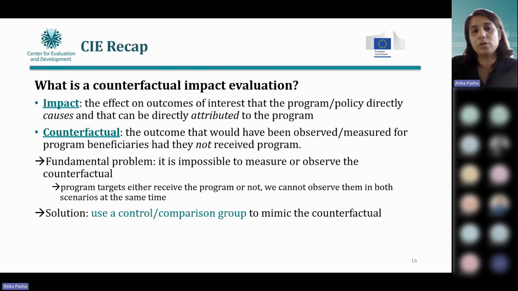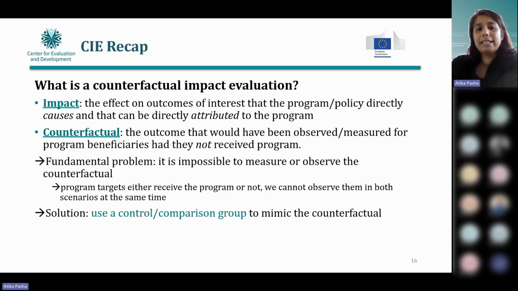However, the definition in a CIE is that it is basically not only establishing an effect for your outcome of interest, let's say we're talking about employment, and what the effect of your program or policy was on employment, but we are assuming something called causality and attribution. So these are the two keywords that are associated with CIE or impact within CIE, that we are sure that the impact that we are measuring is caused as a result of the program, is directly attributable to the program.